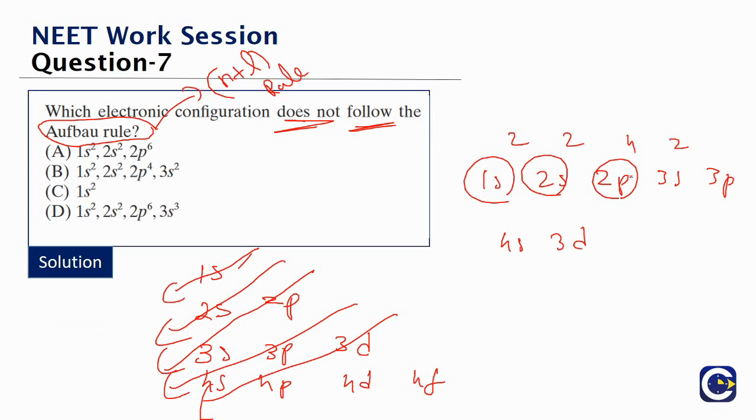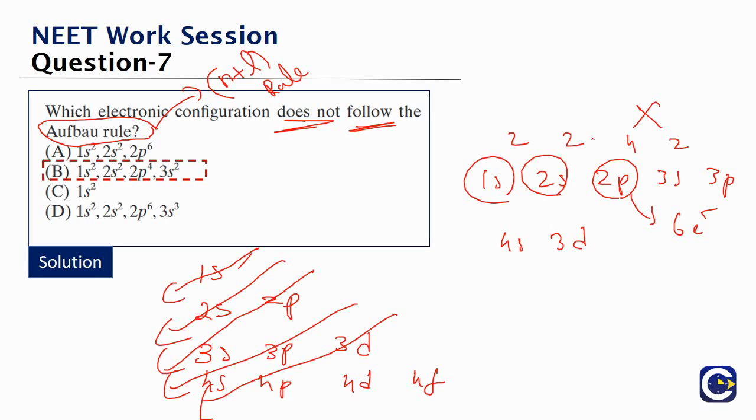See, the p subshell will have how much capacity? 6 electrons capacity. But we are only partially filling it. After filling 4 electrons, we are going and filling the next subshell. This is not following the Aufbau rule, because Aufbau rule means what? First we have to fill the 2p subshell completely, then we will go to 3s. So we got our answer.